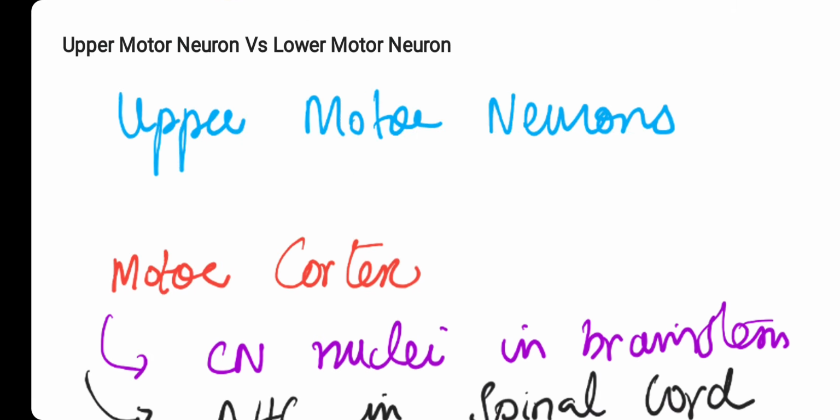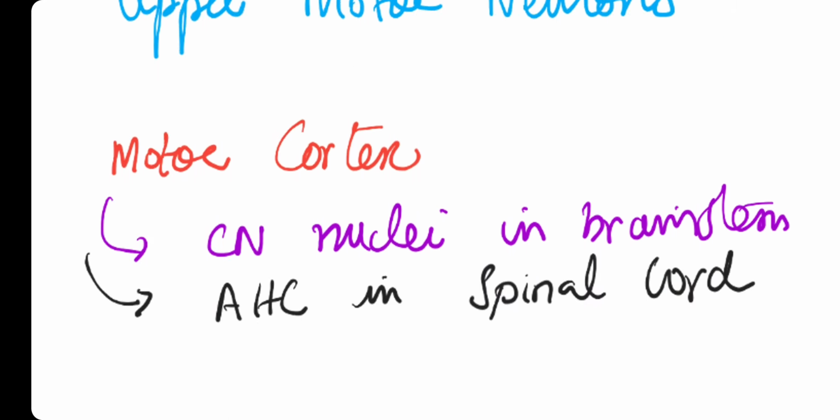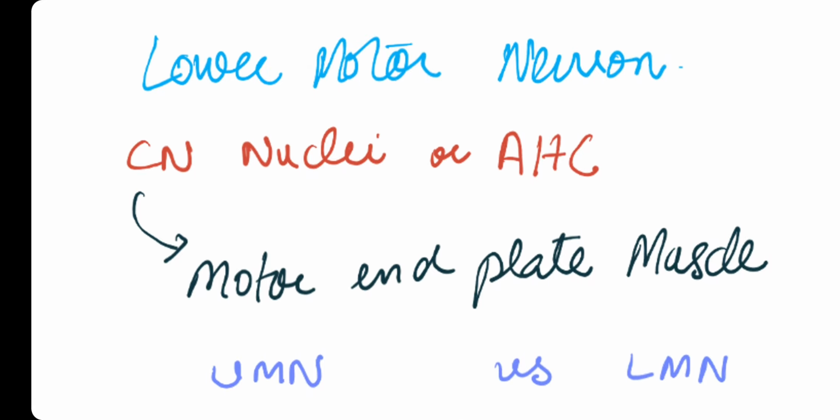So just to revise, upper motor neurons go from the motor cortex to the cranial nerve nuclei in the brainstem or the anterior horn cells in the spinal cord. Lower motor neuron lesions are from there, the cranial nerve nuclei or anterior horn cells, to the motor end plate of the muscle.